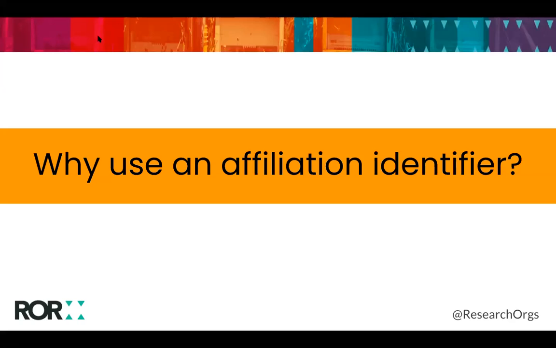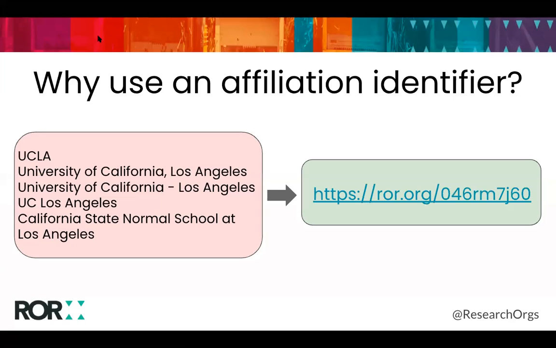Now let's take a minute to explain why and how an affiliation identifier can be useful. When researchers are asked to provide an affiliation in the process of submitting an article or dataset or interacting with similar research platforms, there can be many different ways to write the name of an organizational affiliation, as we can see on the left side of this screen.